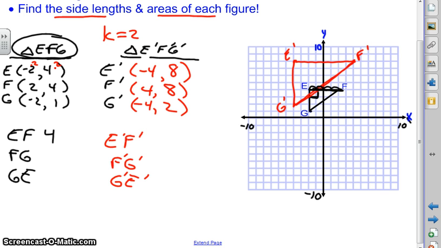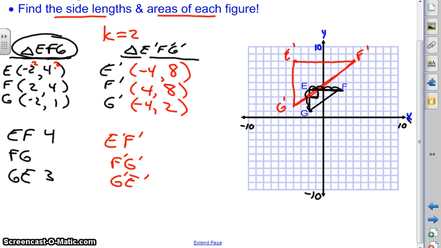Let's go to GE. Going from G to E is straight up and down. It's a vertical line, right? Vertical segment. And Faith, how far is that? How long is it? One more time? 3. Good job. 3. 1, 2, 3. 3 units. Okay. FG is tricky.